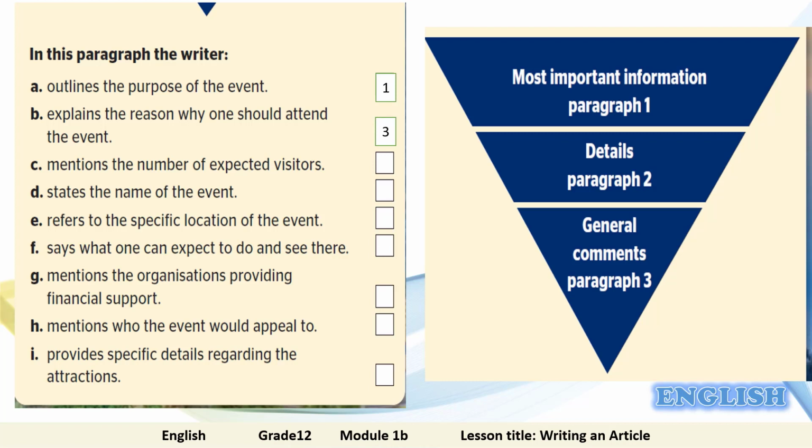Mentions the number of expected visitors. This is what we call details. And the details should be in paragraph 2.